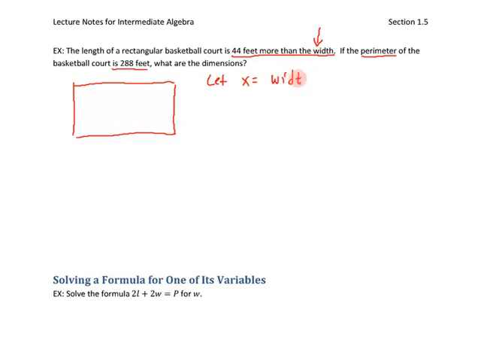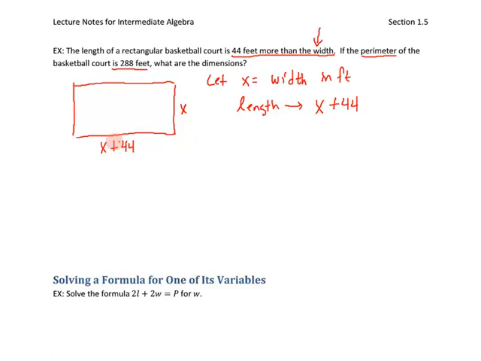Having a hard time writing things consistently today. So x is equal to the width in feet. So what's the length then? If it's 44 more than, now that actually is more than x, so we're going to add to it. Think in terms of which one's bigger, and if it's bigger, add. If it's smaller, you're going to subtract, right? So in this case, that means the bigger side is x plus 44, and the smaller side is x.